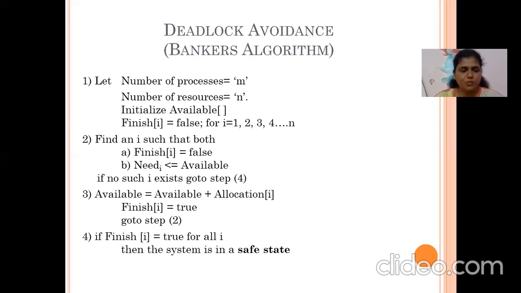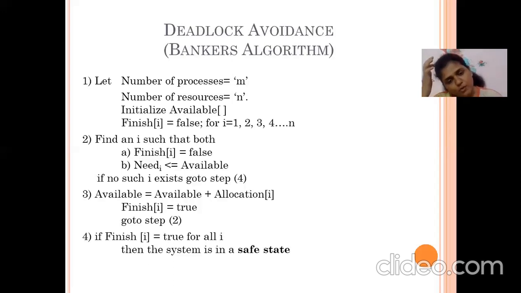In step 2, we will identify a process I, that means P of I, such that both the conditions are true. This is and, this is not or. If condition A and condition B are true, then only we go to step 3. Otherwise, if any of the conditions out of A and B is false, we directly switch to step number 4. Now, what is there in condition A?